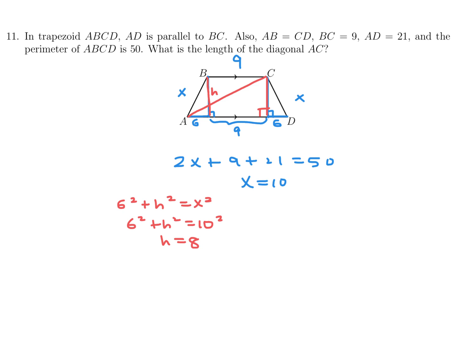So then I can use this red triangle that I created, where this side is 15. So 15 squared plus the height squared, which is 8, which I just calculated, is AC squared. Right? So 64 plus 225, and then take the square root, and I believe that's going to be 17 for AC.